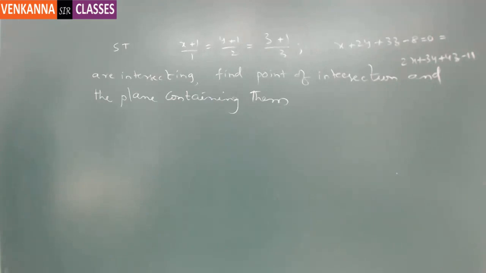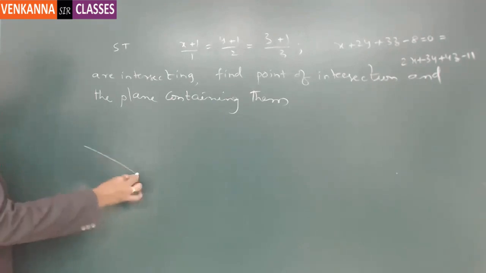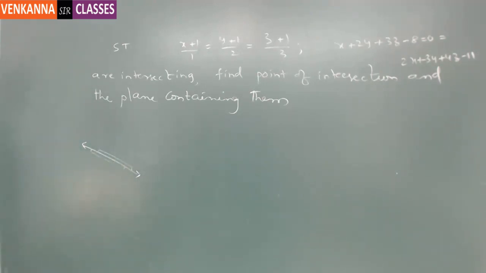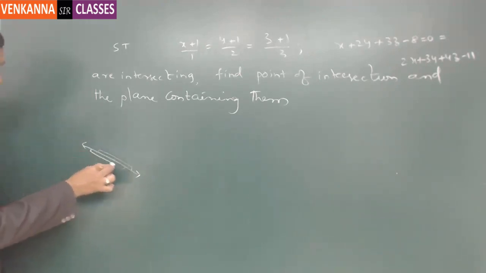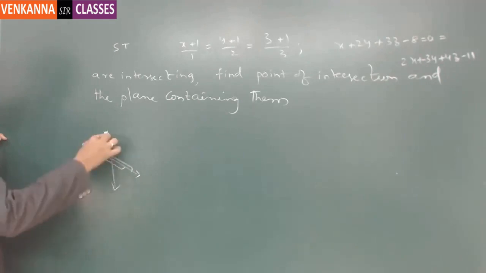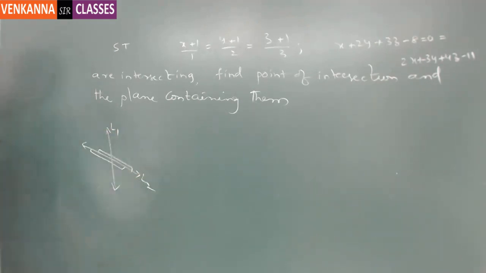So if you have a rough visualization for the problem, say this is the second line which is given in unsymmetric form, the intersection of two planes. And the first line is given in symmetric form. This is L1, this is L2. So if you are able to find the point of intersection, then automatically you can show that the two lines are intersecting. Agreed?